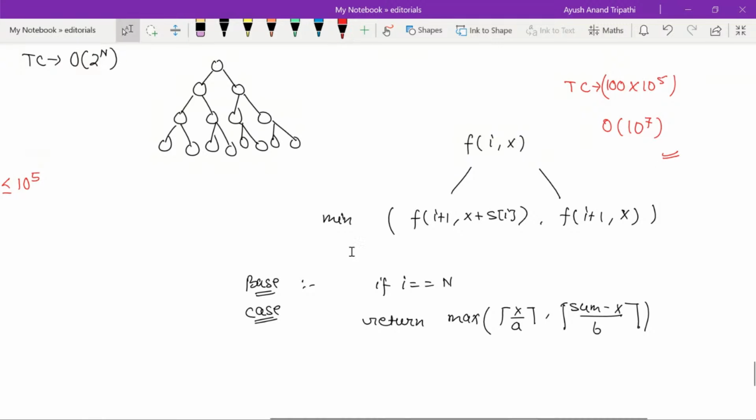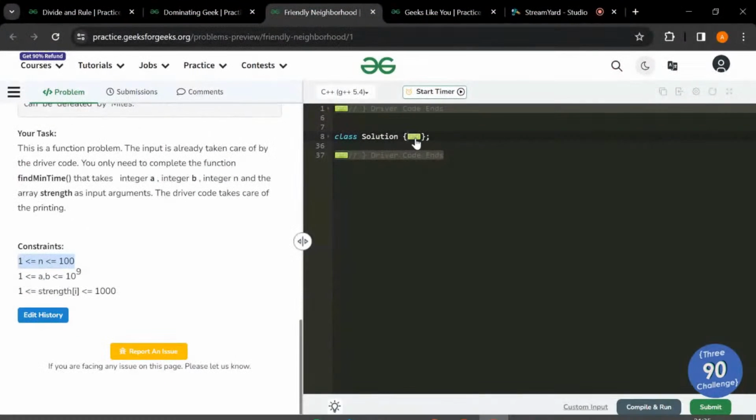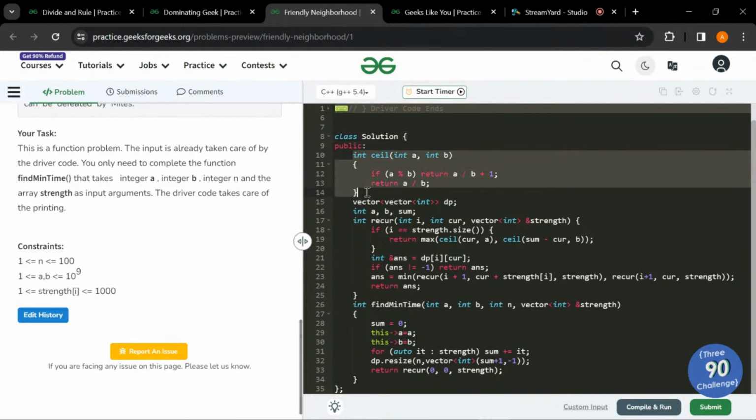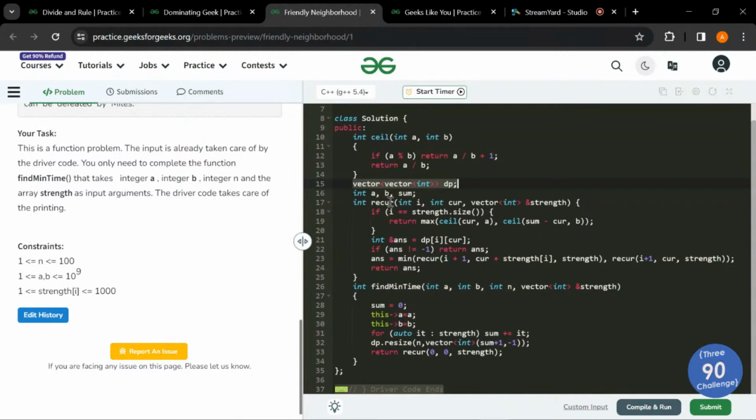Right, so this was the complete explanation from my side. Now let me quickly show you the implementation. Here I have a method to find the ceil value of a by b. Then there's a dp vector. Here we also have three attributes, a, b, and sum, where a represents the attack power of Peter and b for Mile. Then we update a and b, and initialize sum with 0. This of a means the attribute, and on the right side, a means the parameter, right?